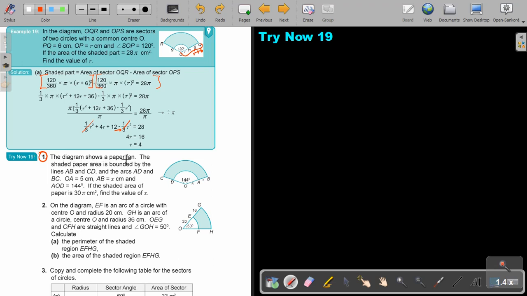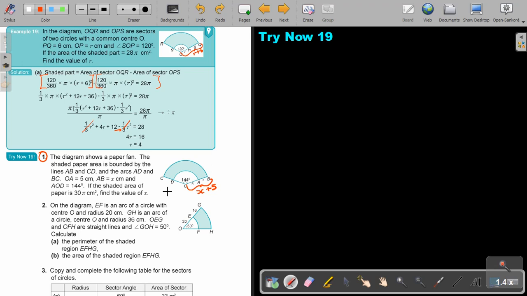The diagram shows a paper fan. The shaded area is bounded by the lines AB and CD, and the arcs AD and BC. OA is 5. AB is x, meaning OB will be x plus 5. If the shaded area is 30 pi, find the value of x. Okay, so let's just start with that one.